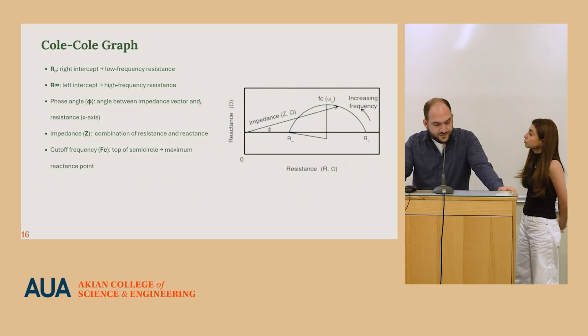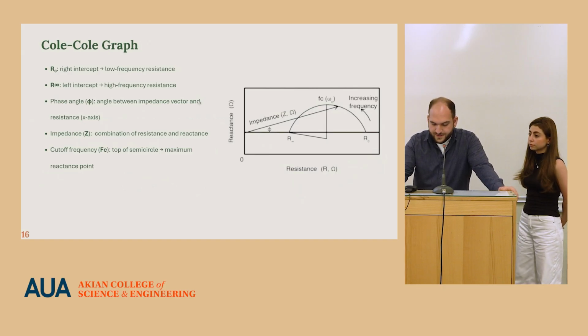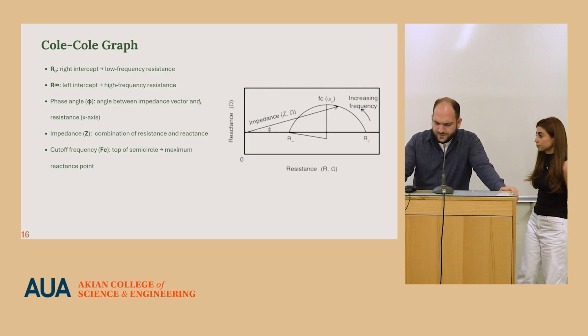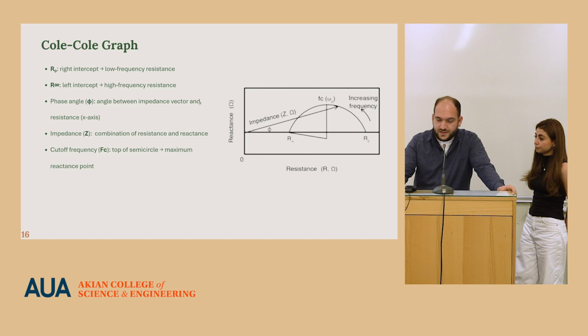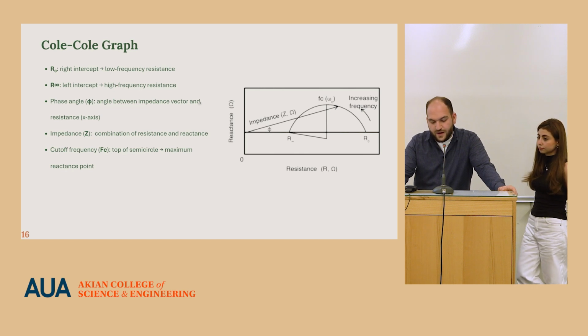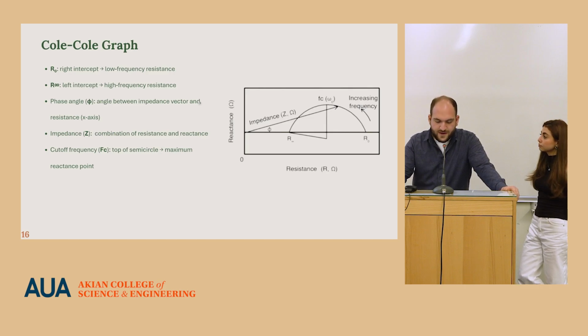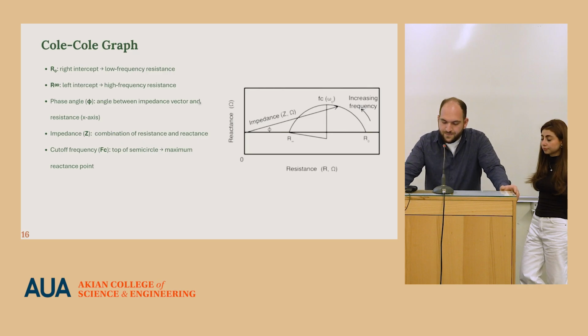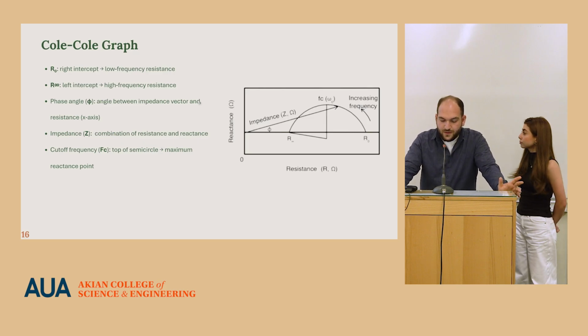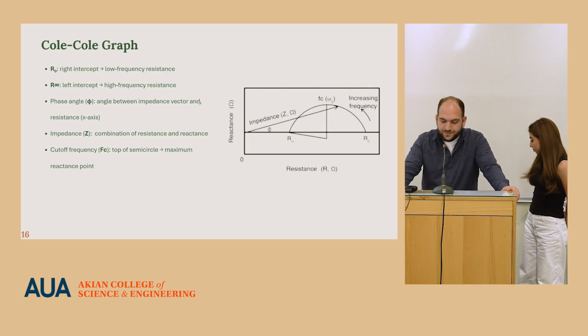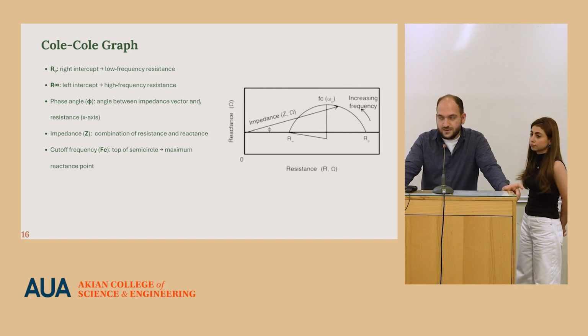For the analysis, we use this Cole-Cole graph. Here you can see that the x-axis is the resistance and the y-axis is the reactance. We have a few terms: R0, which represents the impedance at lower frequencies, and R infinity, which represents the impedance at higher frequencies. Here you can also see the terms phase angle and characteristic frequency. These terms speak about the health of the cell membrane, and they are directly proportional to each other. So the higher the phase angle, the higher the characteristic frequency, the healthier the cell membrane.